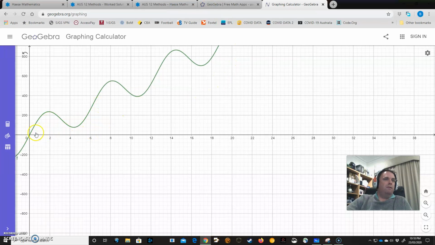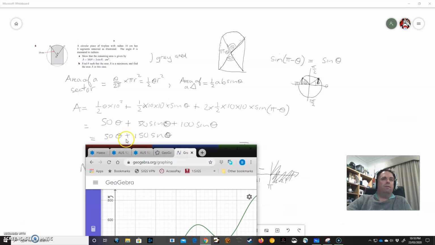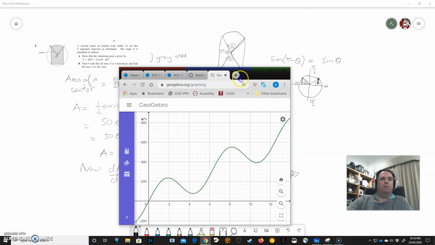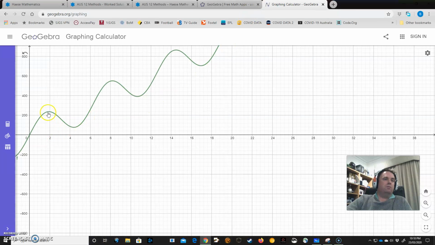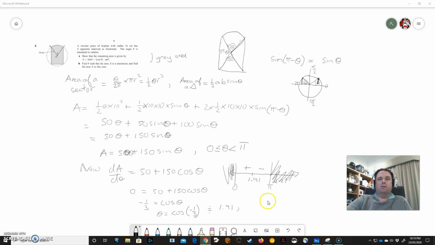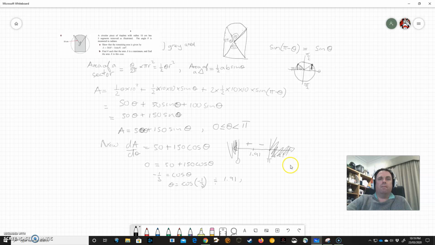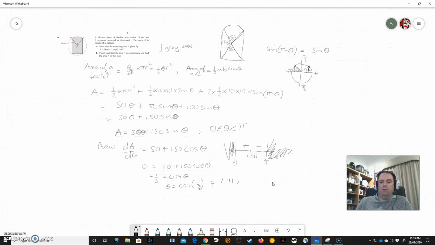Okay, if you look here, this is what the graph of the area function 50 theta plus 150 sine theta looks like. So there's your first maximum. In fact, the one that's just past 4 is a minimum, so we wouldn't be bothering with that. So this is why this sine diagram will do. We don't need to go further. So we'll just go with that. 1.91 is all right.